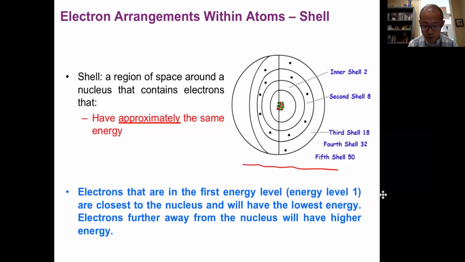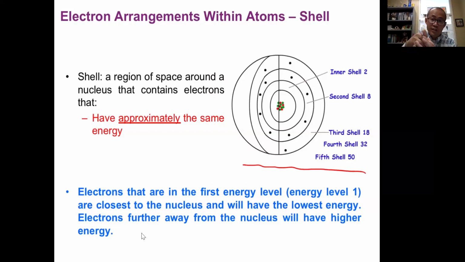You can see this is a picture showing you what the shells approximately look like. It's not an accurate picture, but it shows you the different energy levels outside the nucleus. Of course, electrons in the first energy level, close to the nucleus, will have lower energy. Electrons moving away from the nucleus will have higher energy. Why? Because if you want to pull some negative away from the positive, you need energy to do that.